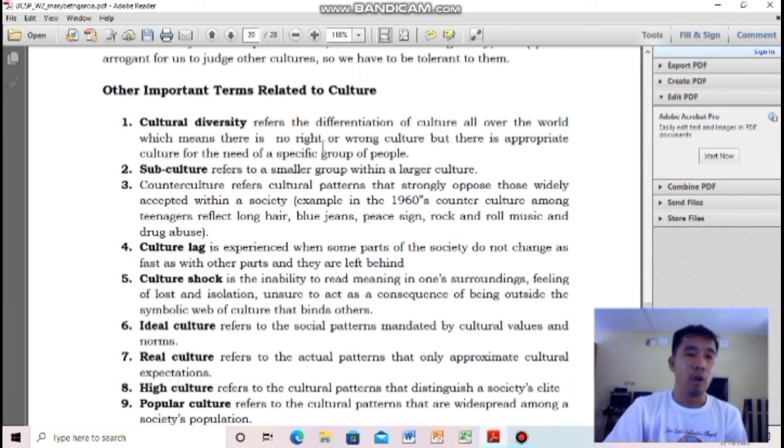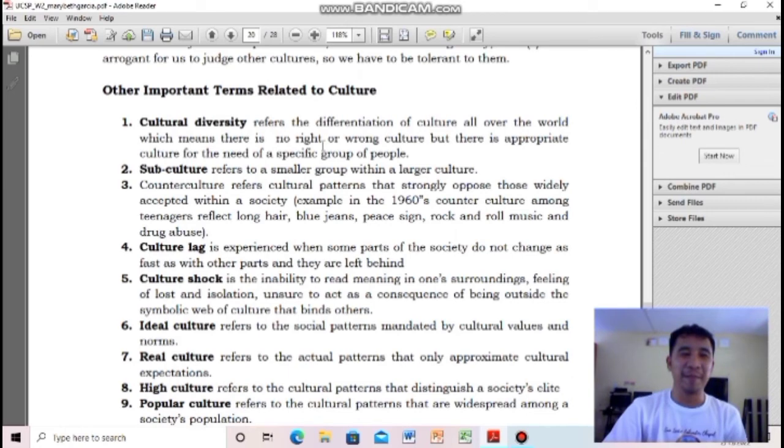Next, number 4, cultural lag is experienced when some parts of a society do not change as fast as with other parts and they are left behind. Cultural lag, kumbaga nag-lag ikaw, late ikaw, no? Kumbaga kung sa ano pa nga ibang late update.